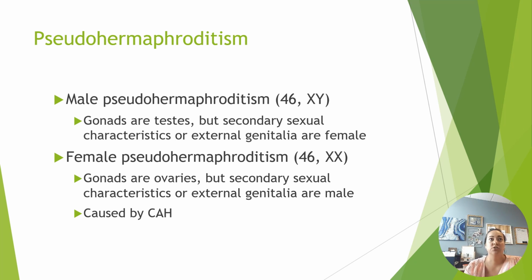So we can have male pseudohermaphroditism, where we have a male that is 46XY, and there are gonads and testes, but their secondary sexual characteristics are more female in presentation. And then we have female pseudohermaphroditism, which has a normal 46XX. There are ovaries, but the external secondary sexual characteristics have more of a male appearance, and that one is caused by congenital adrenal hyperplasia.